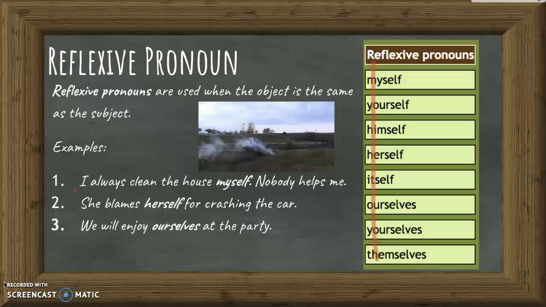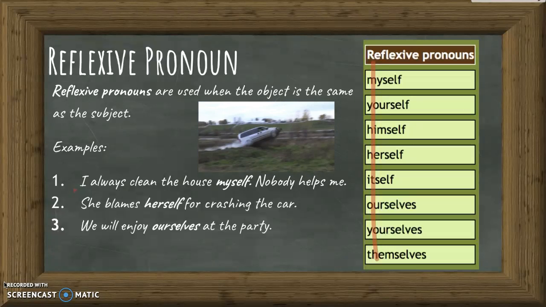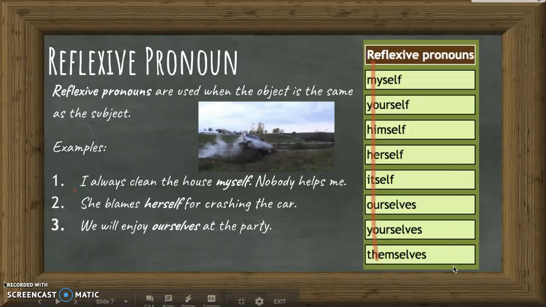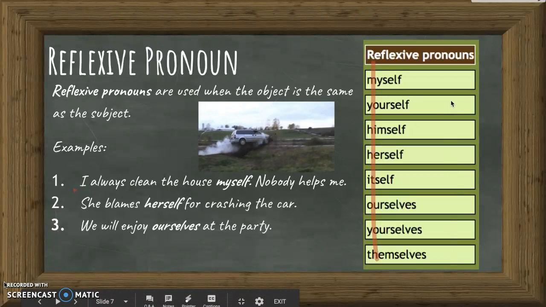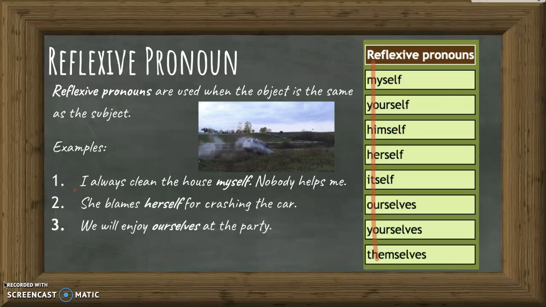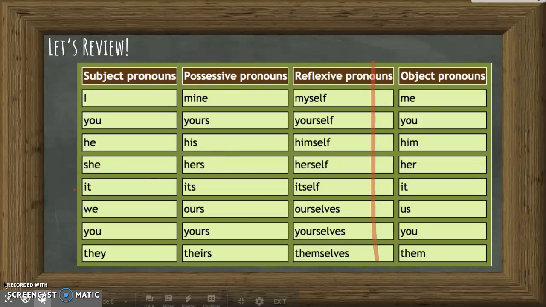We will enjoy ourselves at the party. So ourselves is the reflexive pronoun. So I have some reflexive pronouns here on the side: myself, yourself, himself, herself, and so on. Okay, so I'll erase this here.